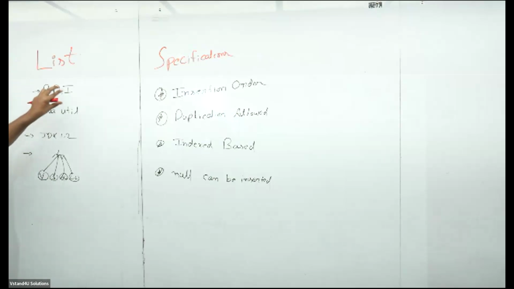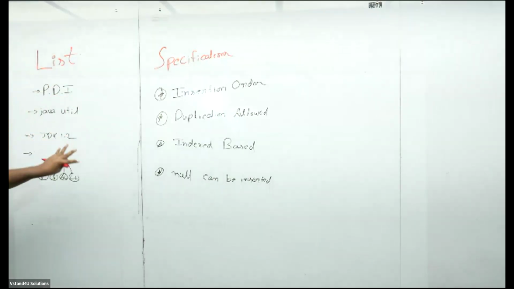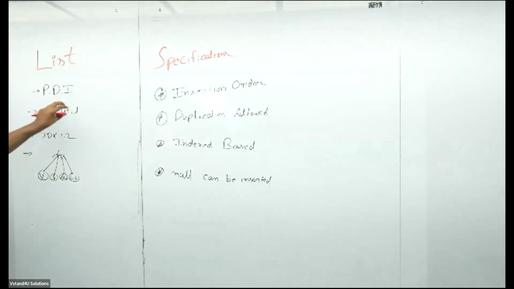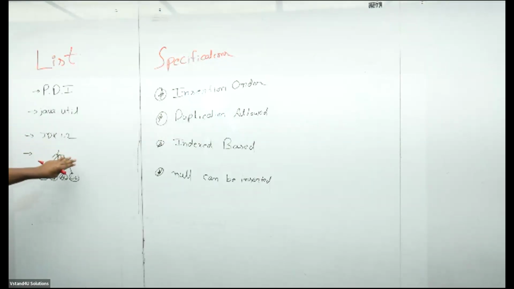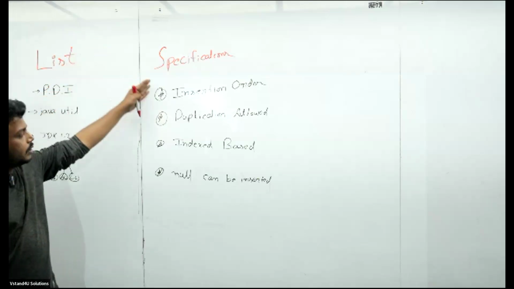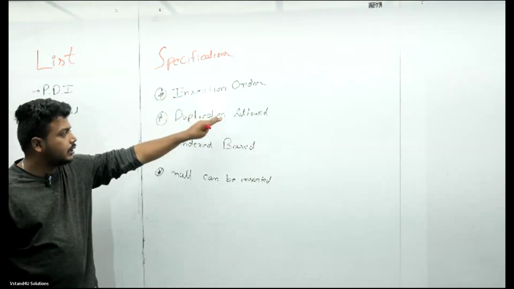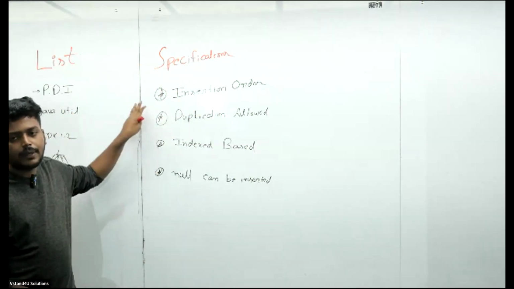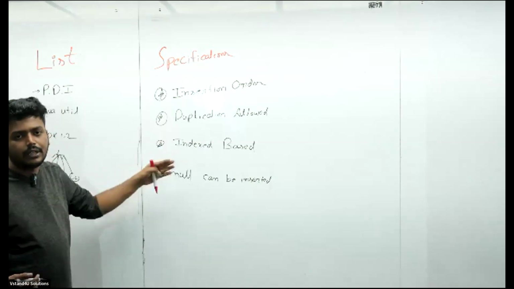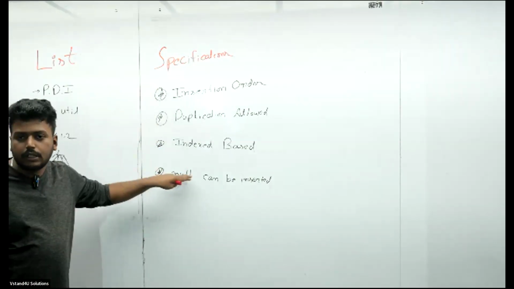List is a predefined interface present in the java.util package. Listen here. List was introduced in the JDK version 1.2. For list, we have four subclasses: vector, stack, array list, and linked list. And these are the four specifications, very important specifications for the list. The first point is insertion order, and duplication will be happening in the list, and array is also index based, list is also index based.